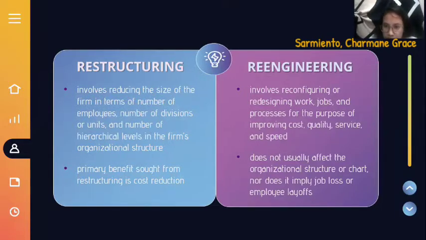Reengineering involves reconfiguring or redesigning work, jobs, and processes for the purpose of improving cost, quality, service, and speed. Does not usually affect the organizational structure or chart, nor does it imply job loss or employee layoffs.